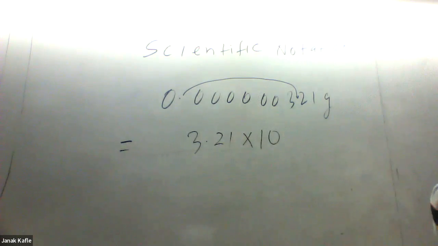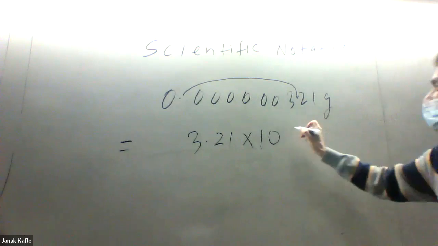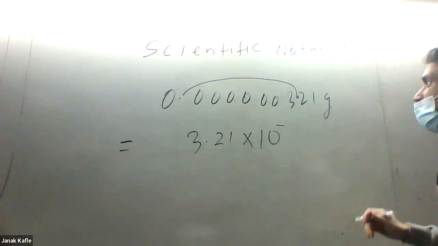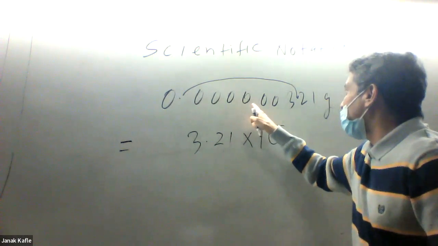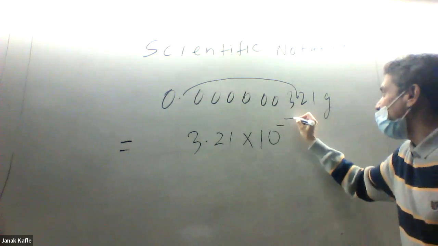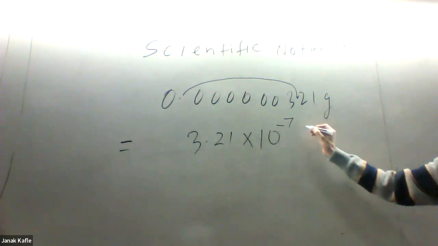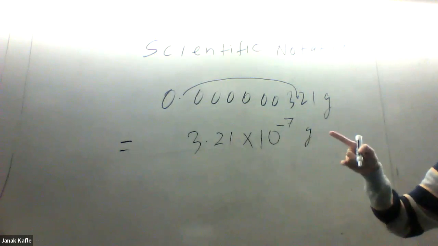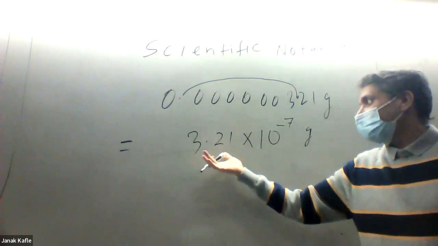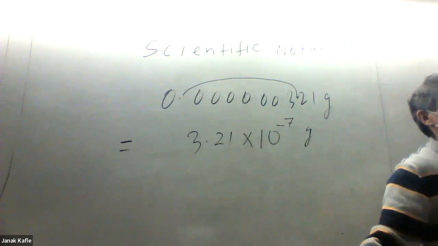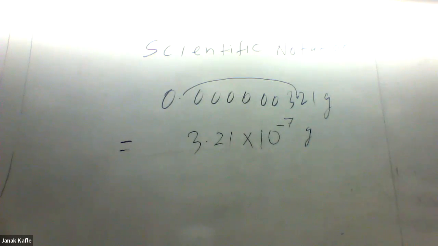So if they go back, they need to put a minus on top here. And how many steps do they go back? 1, 2, 3, 4, 5, 6, 7 steps. So they go 7 steps back, and they write it this way. Make sense? So the mass of the bacteria is 3.21 times 10 to the power minus 7 grams. So it is easy to handle and easy to work with.